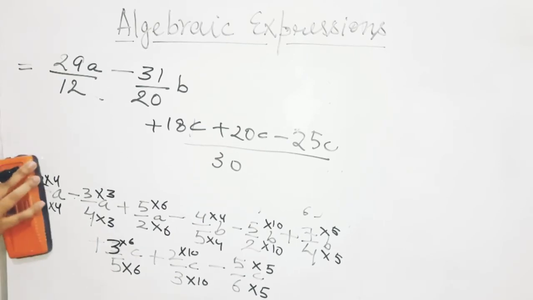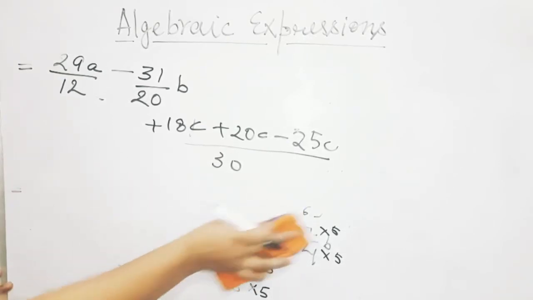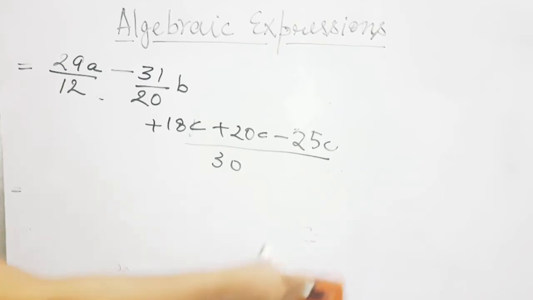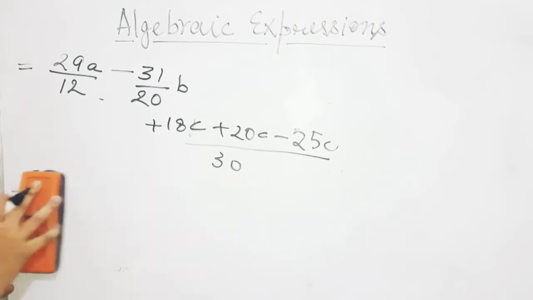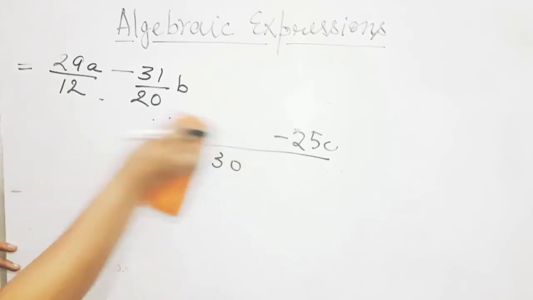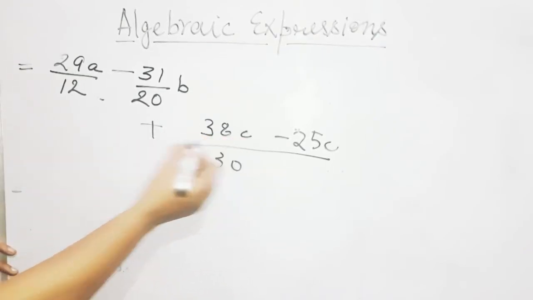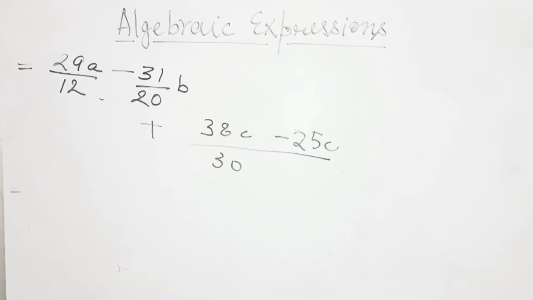Now let me rub this. Now let me solve this for you. Now students, please reply to me in the comment section, what is 18 plus 20? 18 plus 20 is 38, right? So here it will be plus 38c minus 25c. Now 38 minus 25 is, please pause the video and reply to me in the comment section. 38 minus 25, it is 13, right?